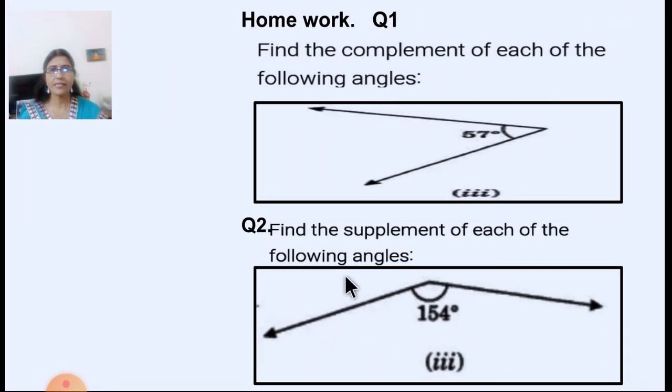Now children, this is your homework. Third part was left. So find the complement of each of the following angles. Here one measure is given. 57 degrees is given. You have to find out the complement of this angle. And then one more question was left of question number 2. Find the supplement of this angle, 154 degrees. So this also you will do in your maths classwork notebook.